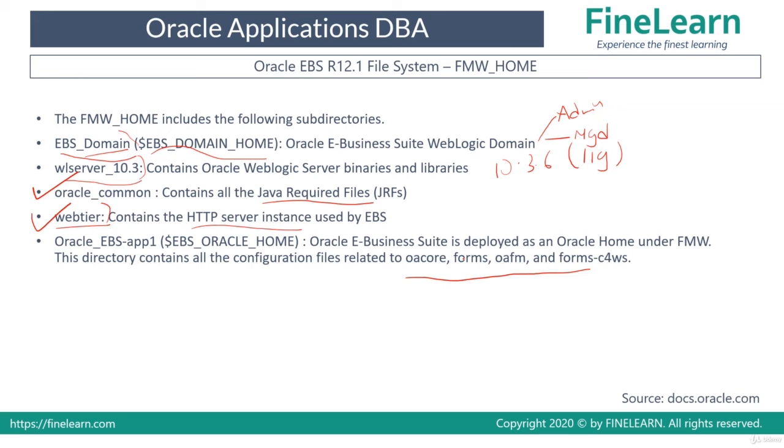So if you try to understand here, there are several Oracle homes which are there under Fusion Middleware home, and usually you patch the WebLogic and you patch oracle_common, you also patch webtier. So all these Oracle homes are usually patched as part of the maintenance. Now let us go to the file system and have a look at it.